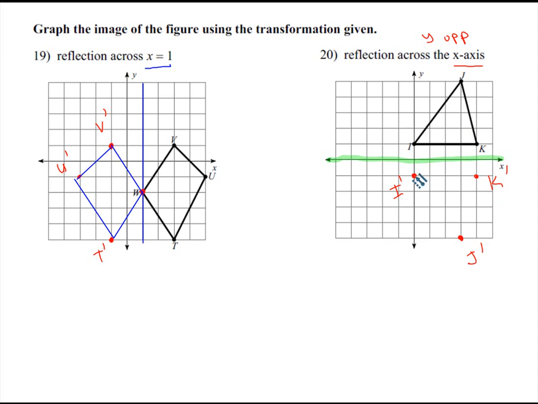And if I connect all the points, that's what the triangle will look like if we reflect it across the x-axis. Now, when you're doing these problems, remember whenever you're doing reflections, the shapes should not change. So after you do the reflections, the shape should still be exactly the same. So if your shape doesn't look the same, you know that something's wrong.